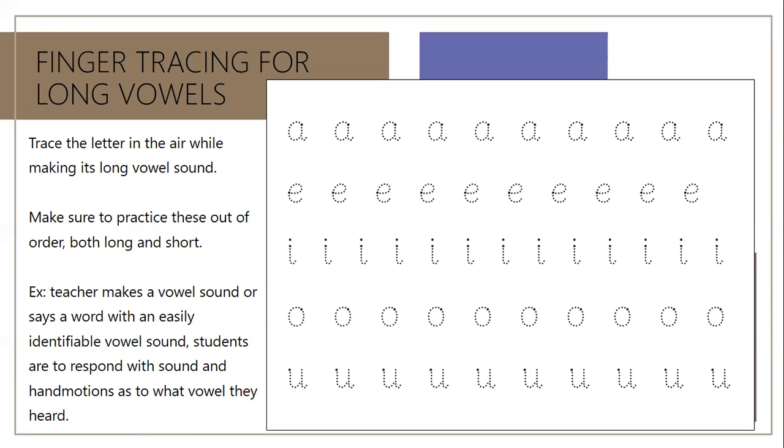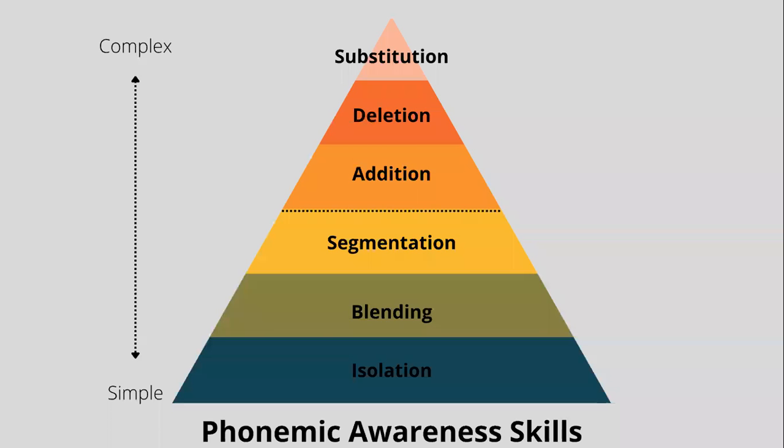So it's probably best to practice with maybe sight words or something. Because if you just hold up a vowel in isolation, how do you know if it's supposed to be long or short? So for example, the teacher makes a vowel sound or says a word with an easily identifiable vowel sound. The students are to respond with the sound and hand motions. So that's just an example of how to use it, which I think I've gone over a couple times.